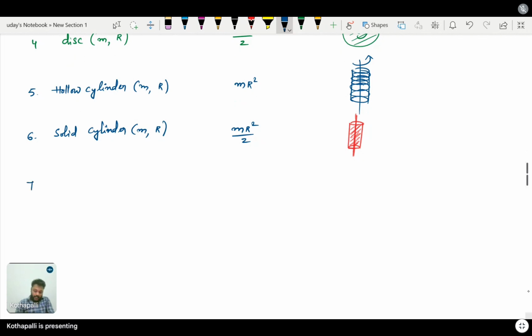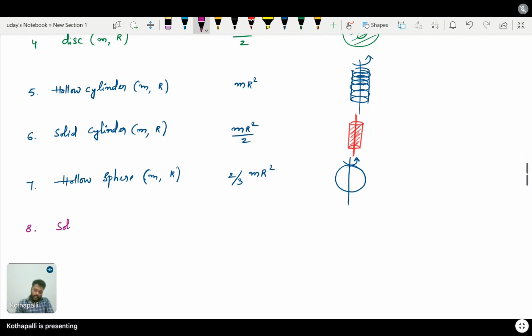Next, seventh one I'm writing. Hollow sphere of mass m, radius r. You have to remember it. It is 2 by 3 mr square. Derivation is there for this, but not necessary. Just remember the value. If anybody wants the derivation, I can explain how to do it.